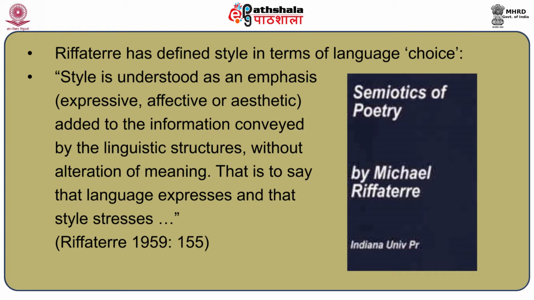But this choice led to not only choice, which could be identified structurally, but something more. He said style is understood as an emphasis. The emphasis can be expressive, affective, or aesthetic. It is added to the information conveyed by the linguistic structures without alteration of meaning. This means that language choices give us structures, but the structures cannot be explained in terms of emphasis, affectivity, or aesthetic function. So when we combine these two, the functions and the structure, only then we have style.